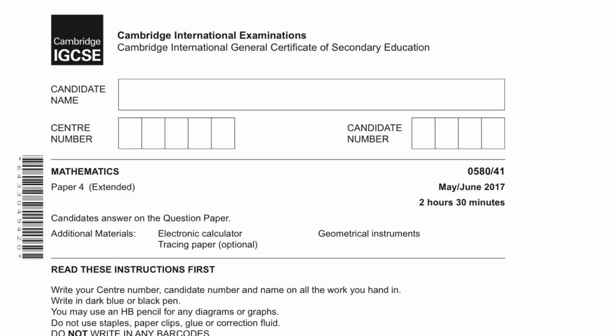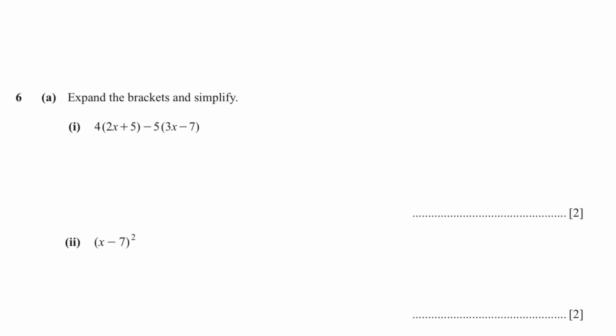In this tutorial, we are going to solve Cambridge IGCSE Mathematics Paper 4 Extended, Variant 4-1, June 2017, from question number 6 onwards. Question number 6. Part A, expand the brackets and simplify.